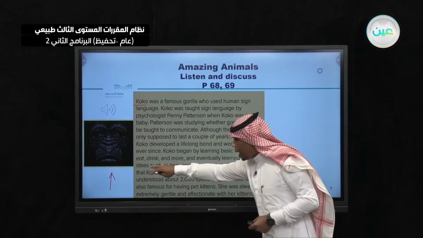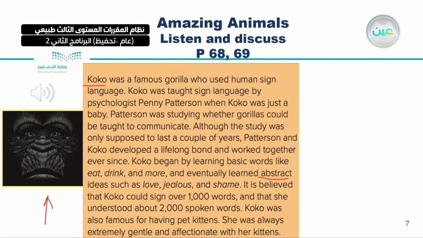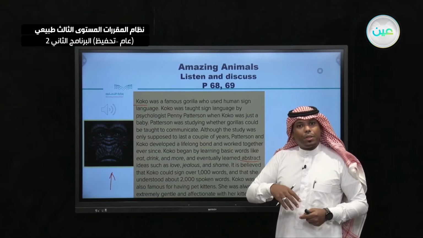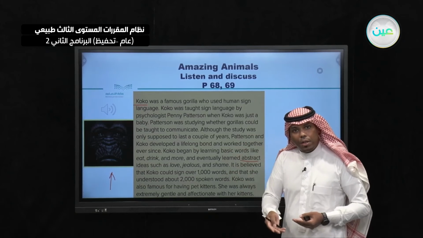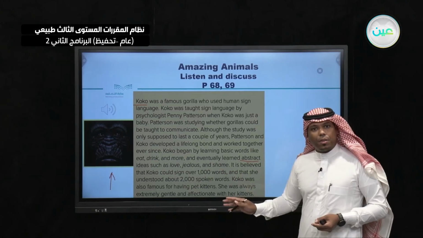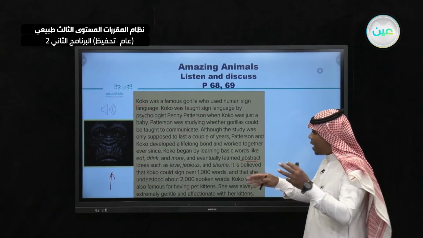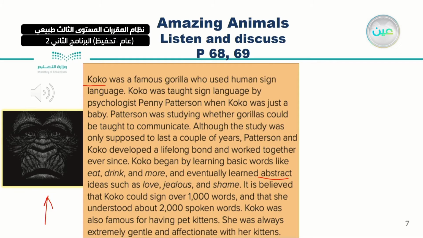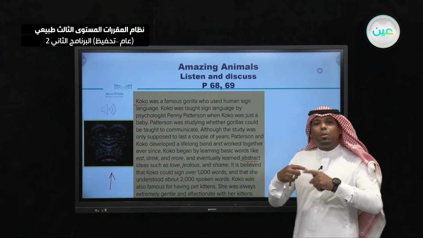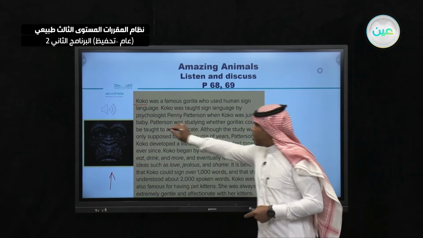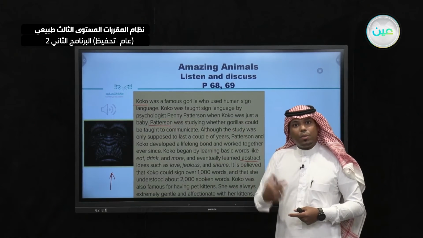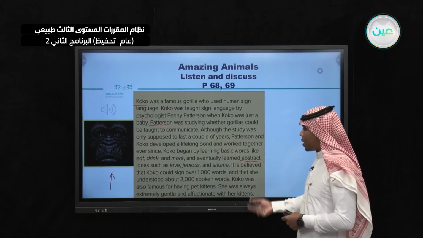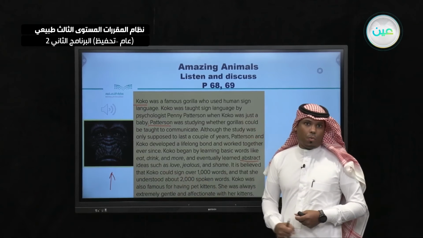So here, ideas such as love, jealous, and shame. It is believed that Coco could sign over 1,000 words. So here now I'm talking about the sign language. When Coco started to learn this, she started to learn over 1,000 words, using signs with her hands, of course. And that she understood about 2,000 spoken words. Coco was also famous for having pet kittens. So here, how did Coco communicate with Patterson? By using sign language, of course, and by understanding some words, about 2,000 spoken words.